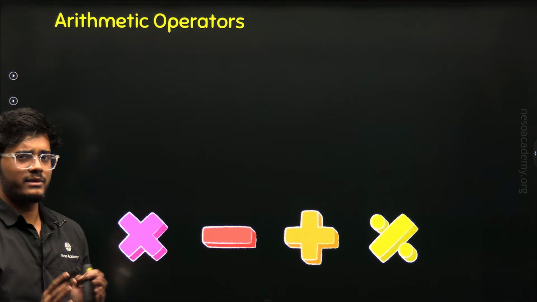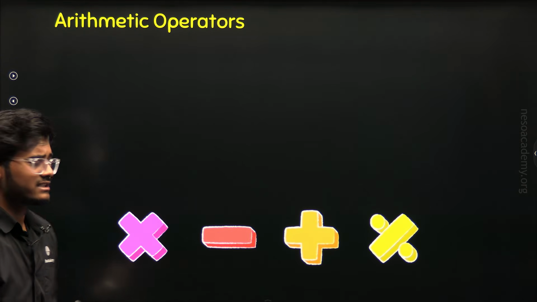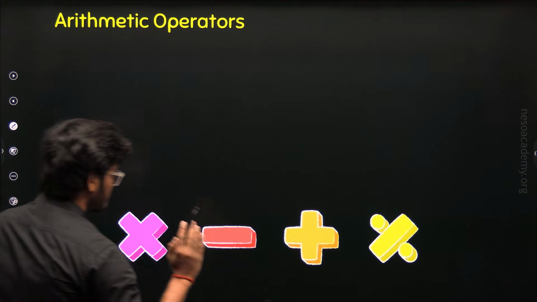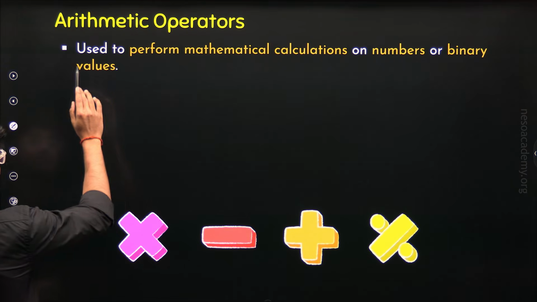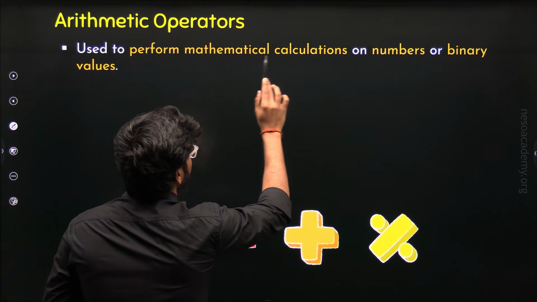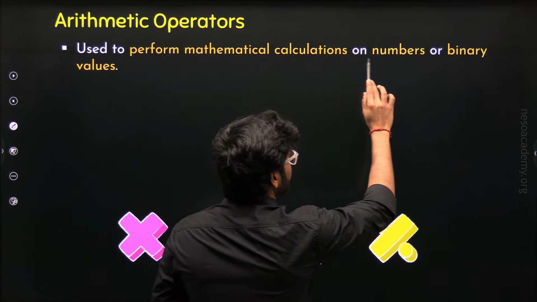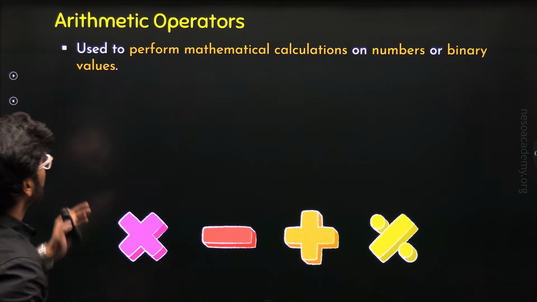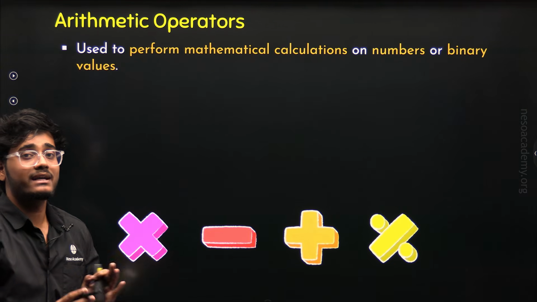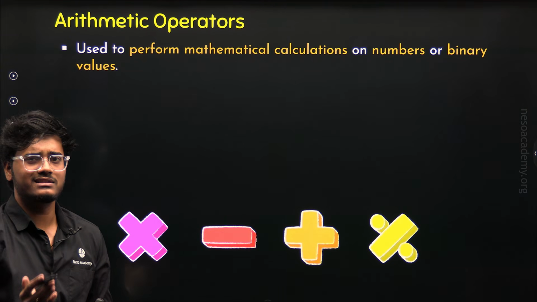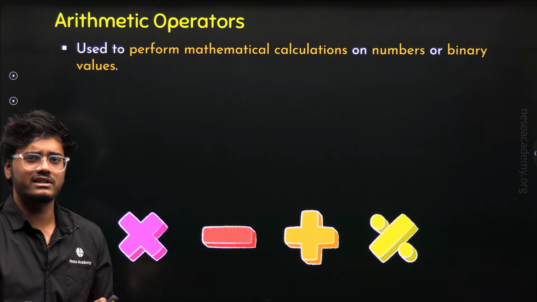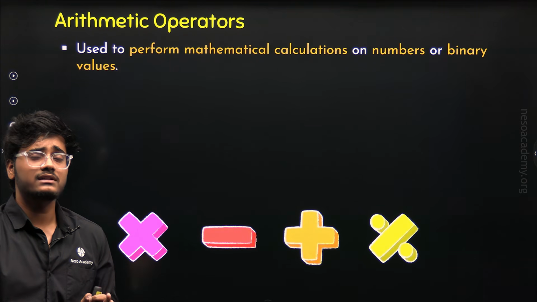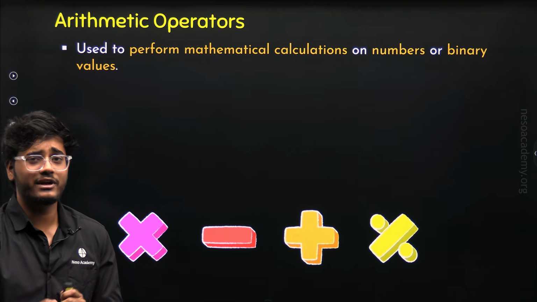Now what are arithmetic operators? As the name suggests, they are used for mathematical operations. So, arithmetic operators are used to perform mathematical calculations on numbers or binary values. So, arithmetic operators perform calculations on numbers, signals, variables, constants, just like normal mathematics. So, arithmetic operators help us perform arithmetic operation.